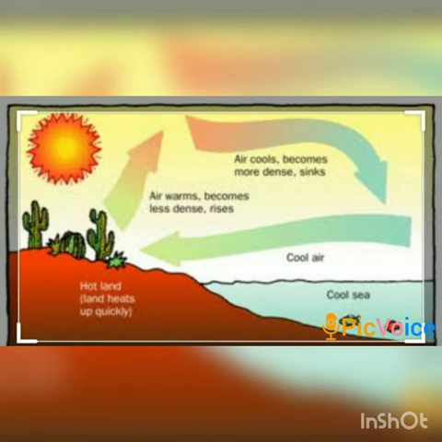So students, this is convection and different uses and importance of convection in our daily life. We will discuss some more topics related to convection in the next video.